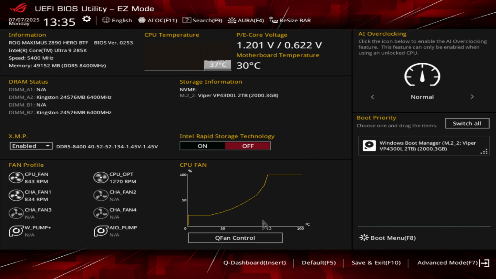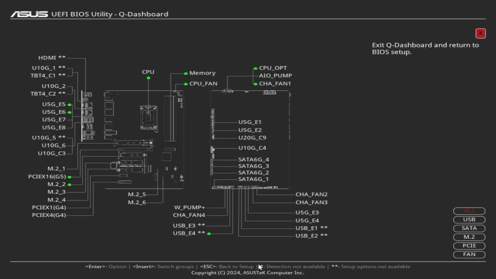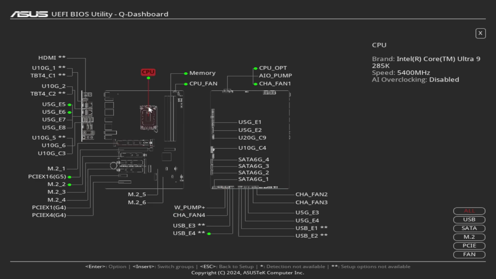Also new with Z890 motherboards is the Q-Dashboard. So you can click this or hit the insert button on your keyboard. And this gives you sort of a big overview of the entire board itself. So you can see we have the front of the board, the back of the board. And again, this is the BTF version, so we have all the connectors on the back of the board. And if we hover over one of these, we can see what we have installed. So for our CPU, this is a Core Ultra 9 285K. We can see the speed that it's running at, and if we have AI overclocking on or off. Say for our graphics card here, again, we can see we have an RTX 4080 Super.